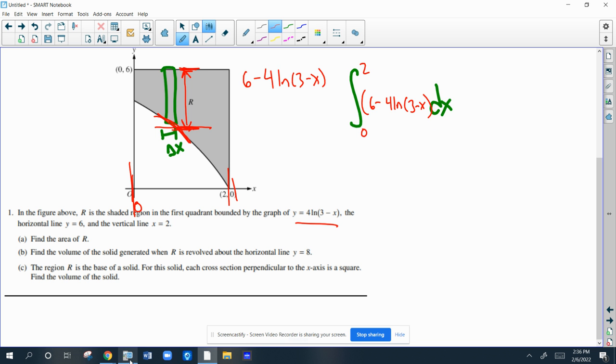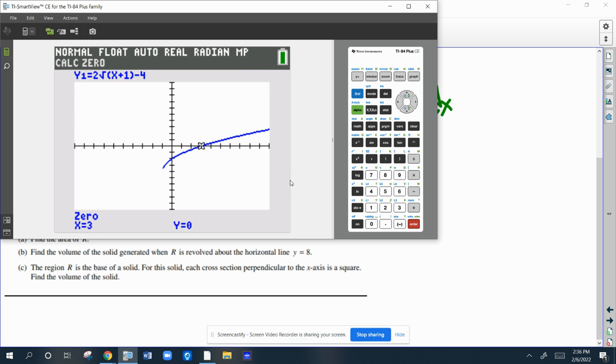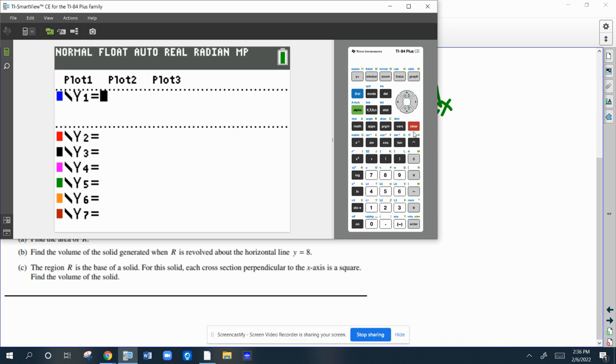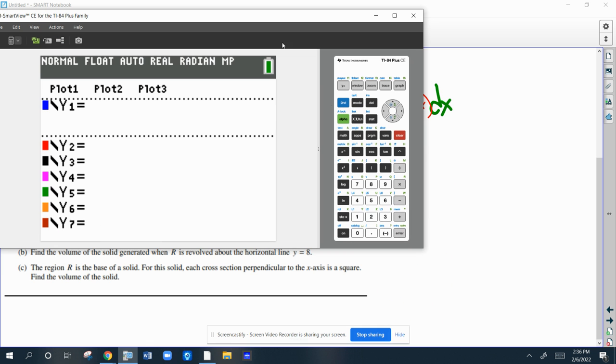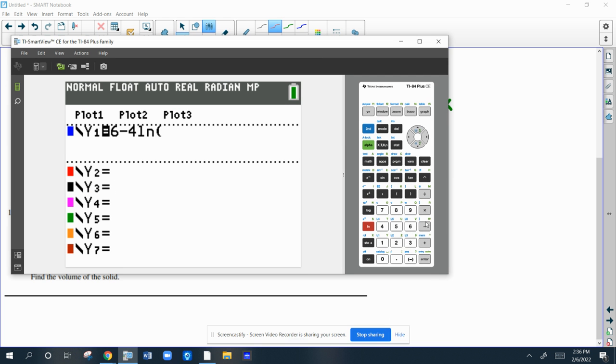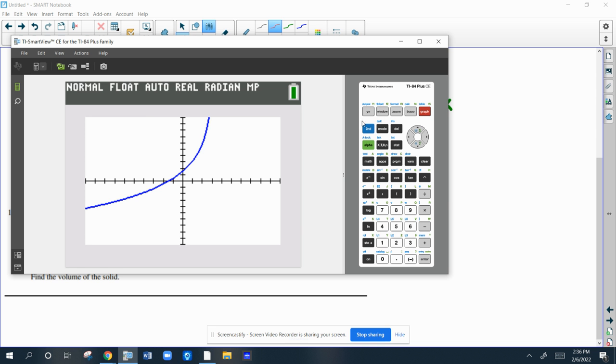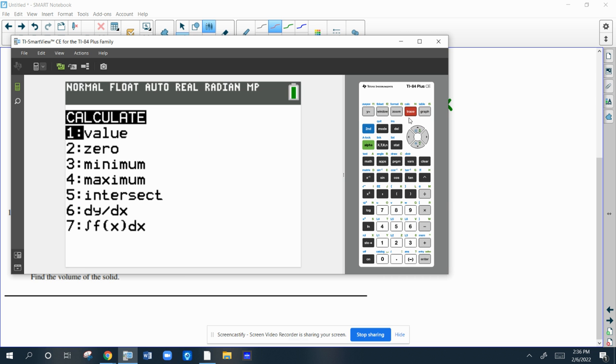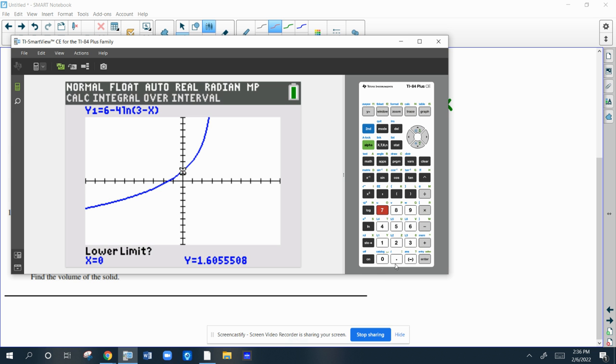And that's it. Now this is a calculator question, so I'm going to break out the calculator. I'm going to type it in as quickly as I can. We have 6 minus 4 ln of 3 minus x. And we need to integrate that, so let's graph it and integrate it from 0 to 2.